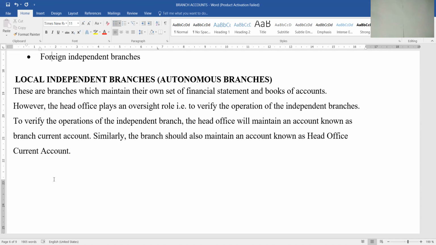So that is why we have said that to verify the operations of the independent branch, the head office will maintain an account known as branch current account. So that is fine. So the head office will obviously maintain branch current account. Then similarly, the branch should also maintain an account known as head office current account.